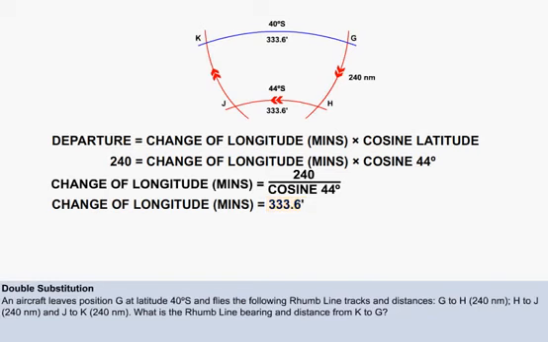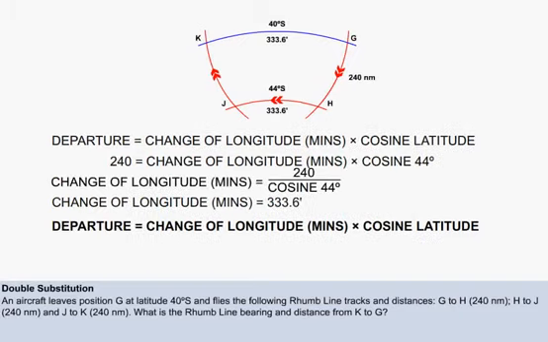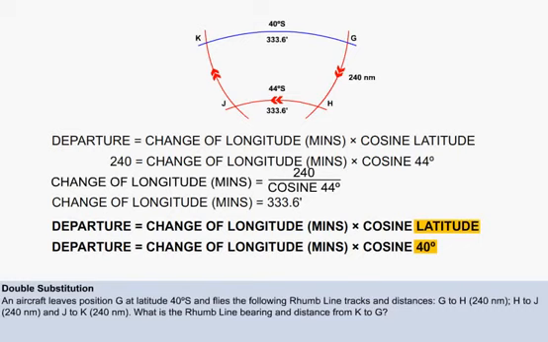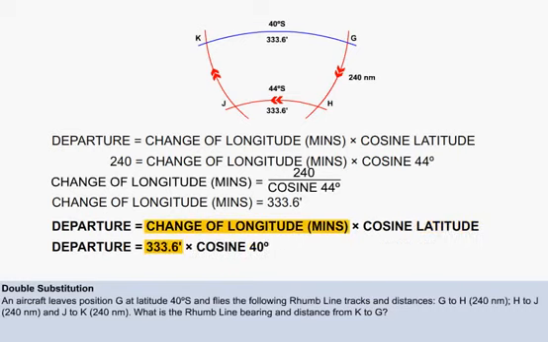Now we're able to solve the departure equation at 40 south. The latitude is 40 south, and the change of longitude is 333.6 minutes. This comes to 255.6 nautical miles. And the rhumb line bearing is obviously 270. It's a parallel of latitude.